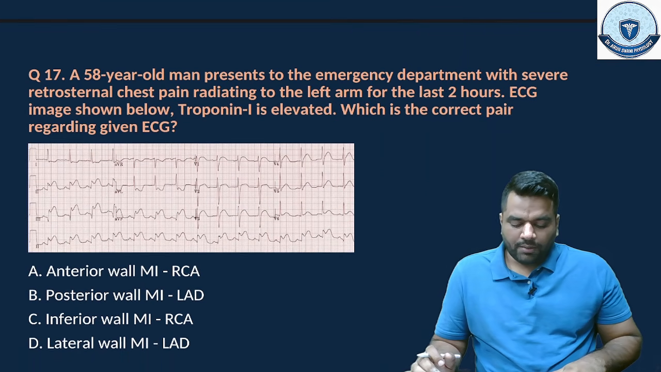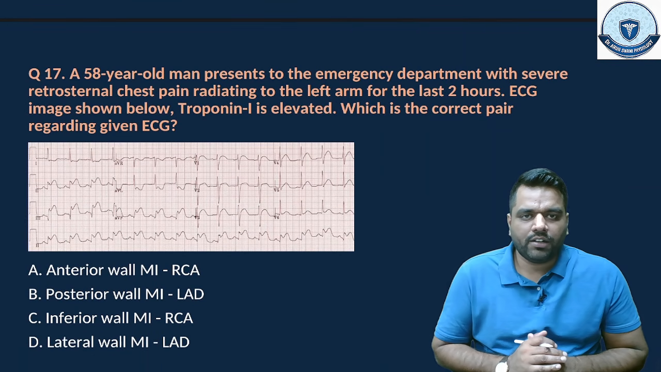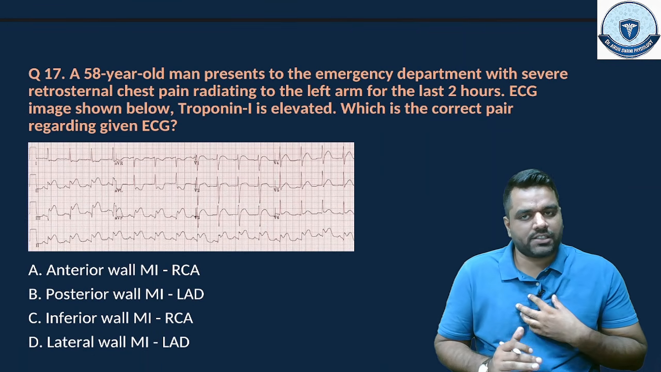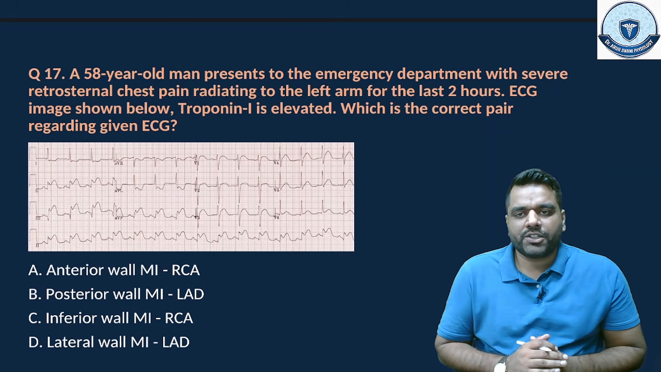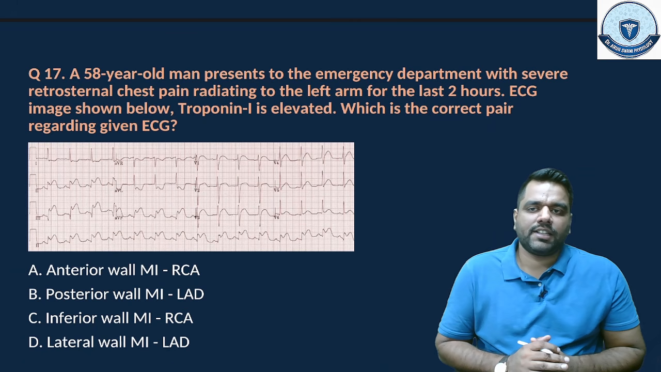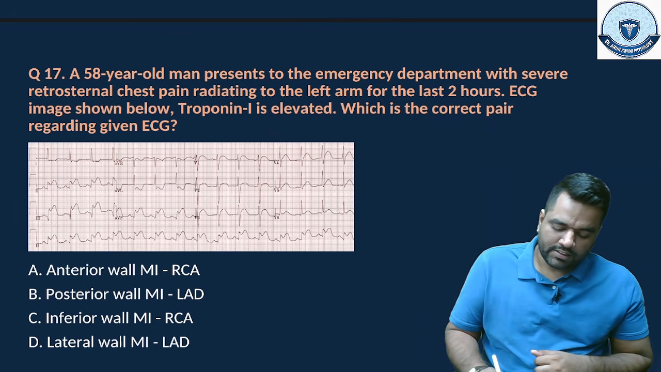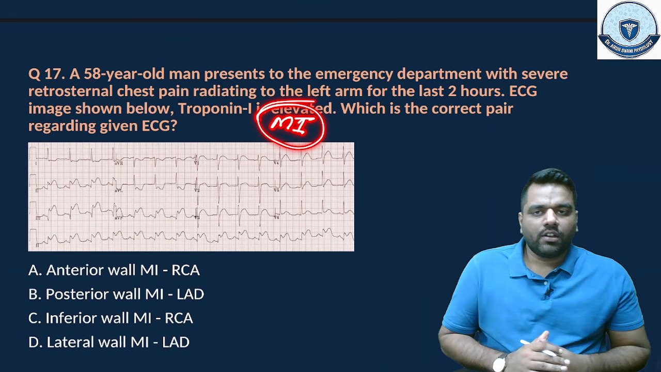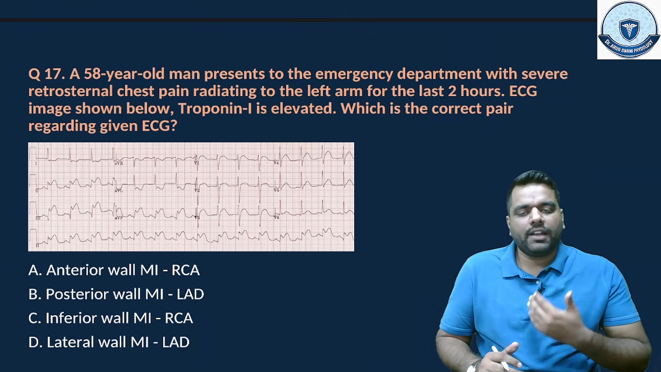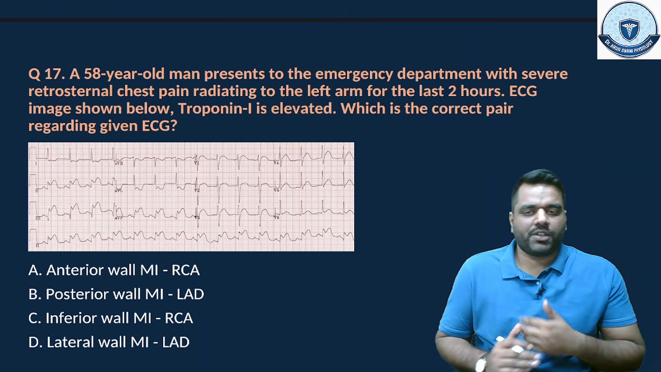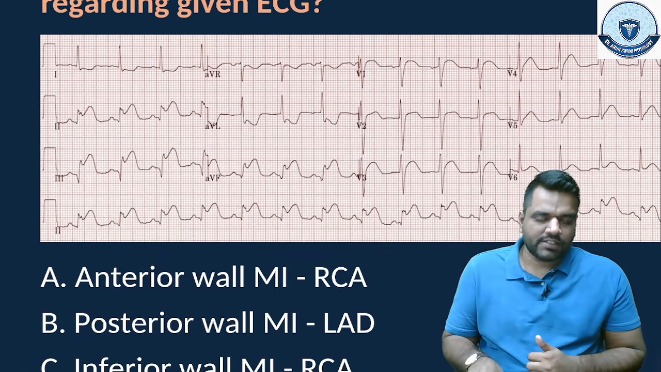Now, coming to the next, a 58-year-old man presents to the emergency department with severe retrosternal chest pain radiating to the left arm for the last 2 hours. The ECG image is shown below, troponin I is elevated. Which is the correct pair regarding the given ECG? So clear-cut message, this is the condition for MI. Now we know MI can be anterior wall MI, septal wall MI, lateral wall MI, inferior wall MI and posterior wall MI. So you have to see the leads in this condition.